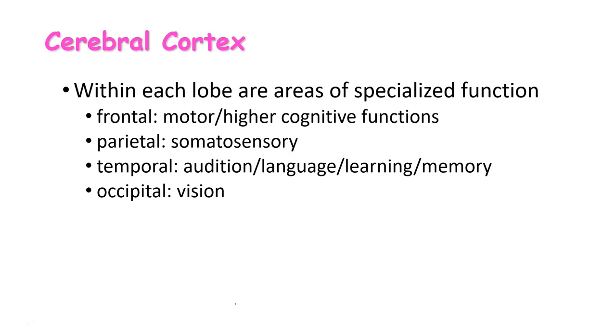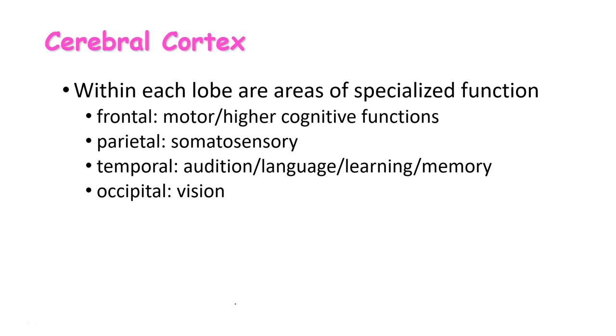The frontal lobe, as I mentioned, handles motor and higher cognitive functions, things that we call executive functions: decision-making, planning, personality, and behavioral inhibition, what I like to call a filter, so we don't automatically say what's on our mind and are mindful of the social situation we're in to determine what we should or shouldn't say.